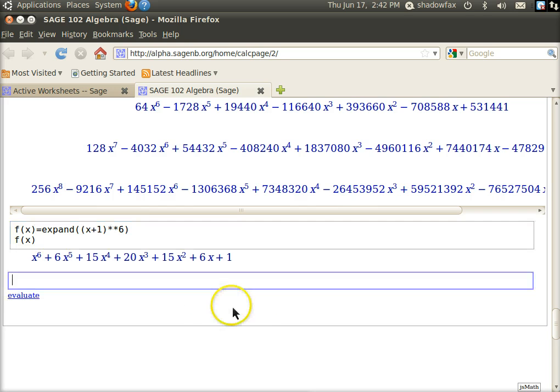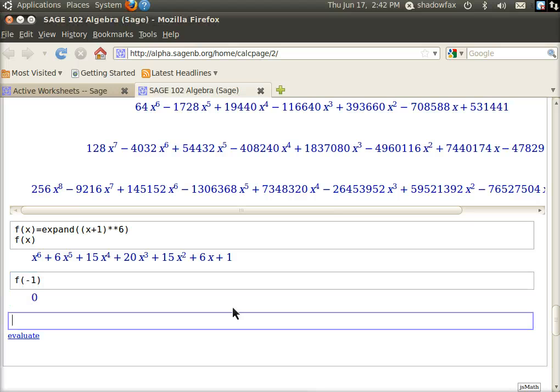I can evaluate that function if I want. F of, I don't know, negative 1 is apparently 0. I just guessed at that. I didn't know it was going to be a 0, but if f of negative 1 is 0, then x equals negative 1 is a root. So x plus 1 is a factor, and then you can divide this away if you wanted to.